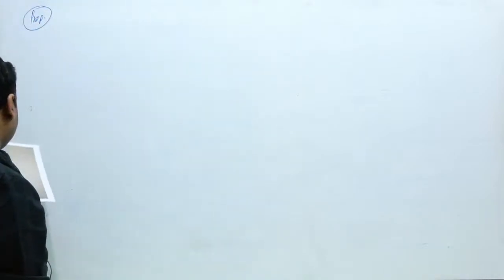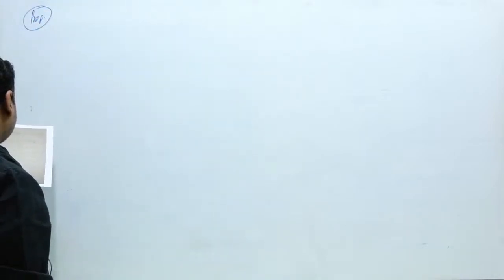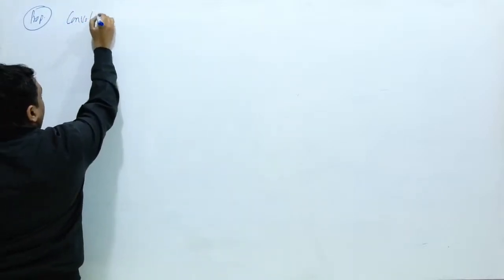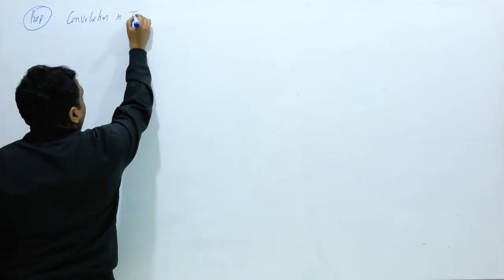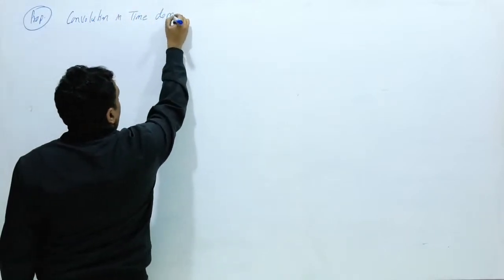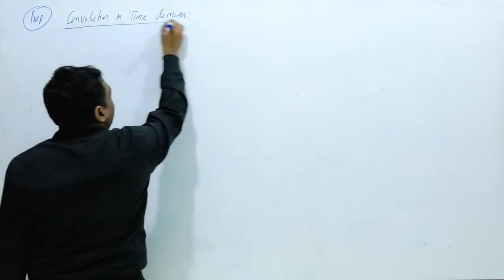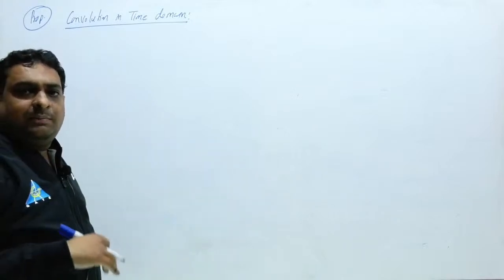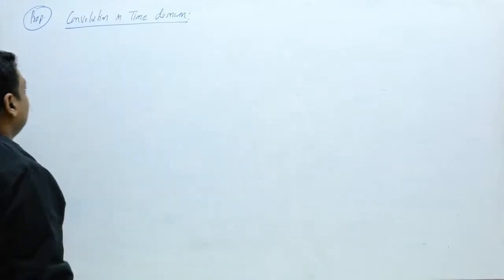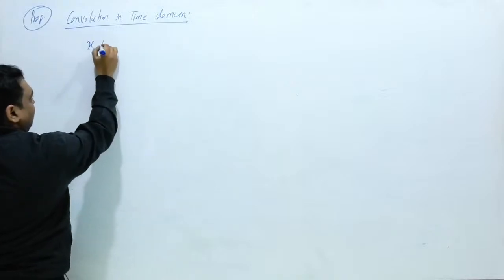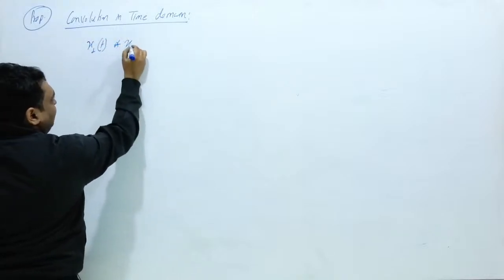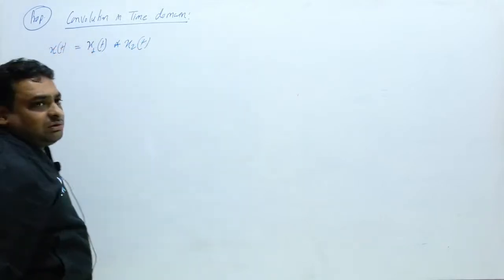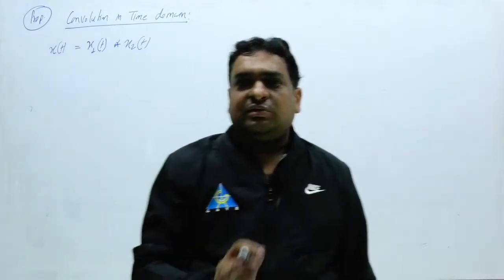Okay, now the next property is a very important property, convolution in time domain. This is my favorite property: convolution in time domain and convolution in frequency domain. So if two signals are given, suppose x1(t) convolution x2(t), and suppose we are saying this is x(t). So x(t) is nothing but the convolution of two signals, x1(t) convolution x2(t).